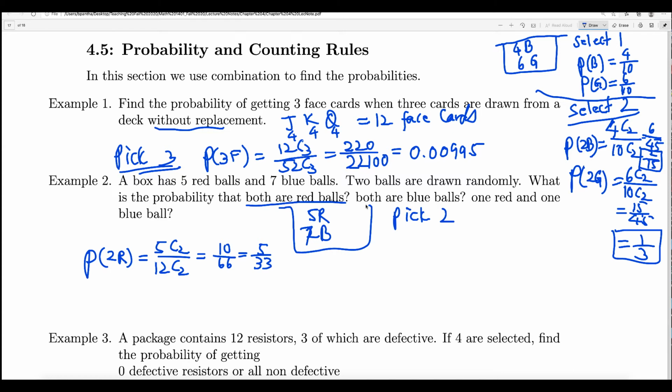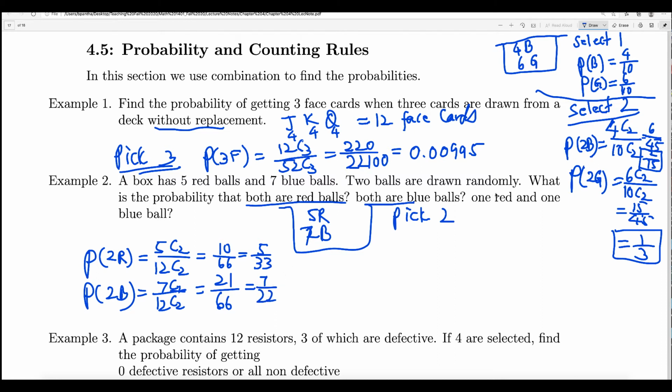Okay, both are blue. How do you do that? Probability of both blue, 2 blue balls, right? Since you are picking 2, you should use combination. If you are picking 1, the probability of a blue ball will be 7 over 12, right? But you are picking 2, so you need 7C2 over 12C2. How much is that? 21 over 66. If you divide by 3, you will get 7 over 22.